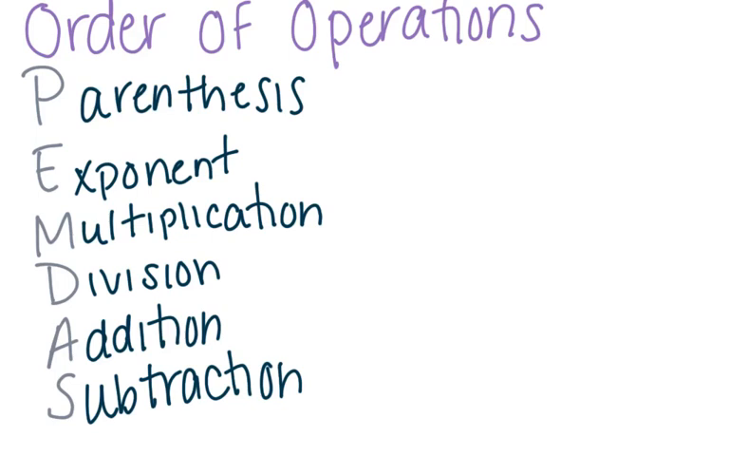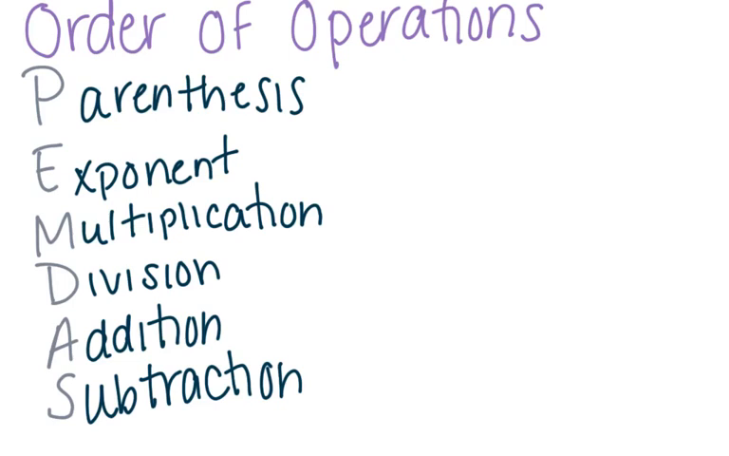So the order of operations goes parentheses, exponent, multiplication, division, addition, or subtraction. As you can see, I've written the first letter of every word in gray because an easy way to remember it is PEMDAS: parentheses, exponent, multiplication, division, addition, subtraction. This is the order in which you solve a numerical expression.